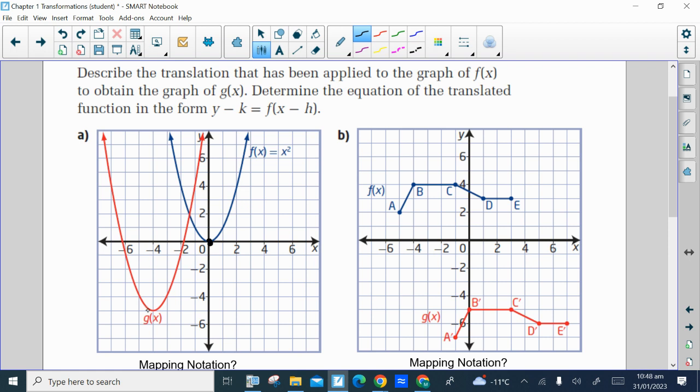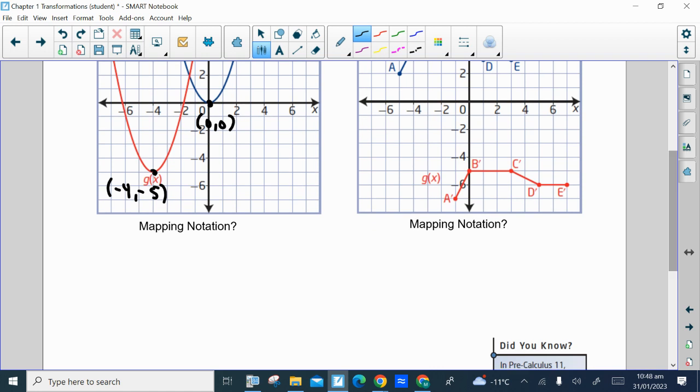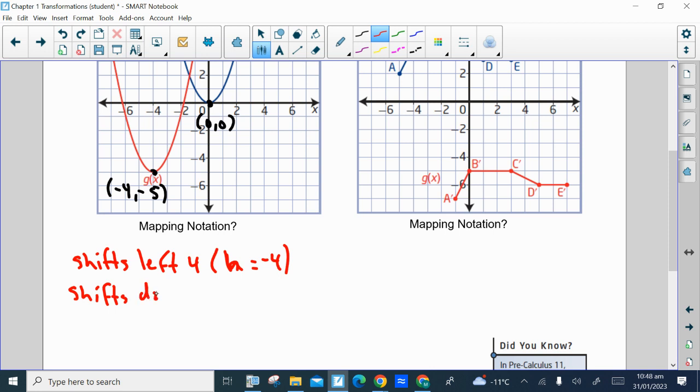The vertex went from 0, 0 to negative 4, negative 5, which means the graph shifted to the left 4 units. So the value of h would be -4, because that's what h does. As well, it shifts down 5 units, which means k is -5.